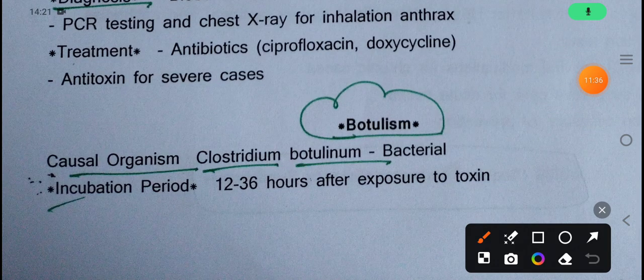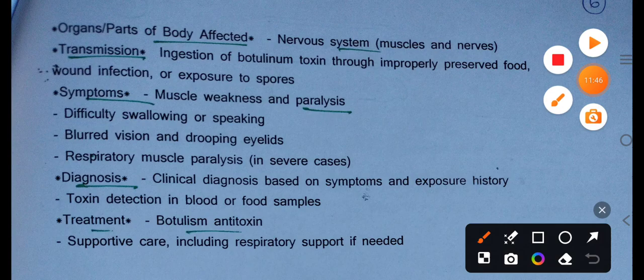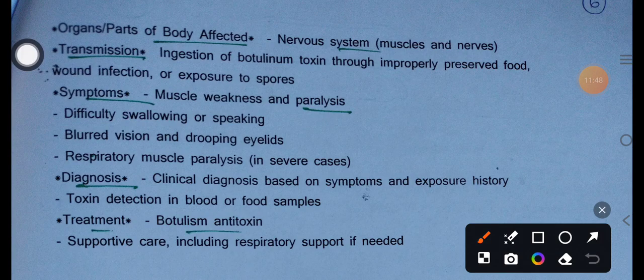Next one is botulism. So it is caused by Clostridium botulinum. The incubation period is 12 to 36 hours. The body parts affected are the nervous system, which mainly includes muscles and nerves. Transmission occurs by the ingestion of botulinum toxin through improperly preserved food, wound infection, or exposure to the spores.